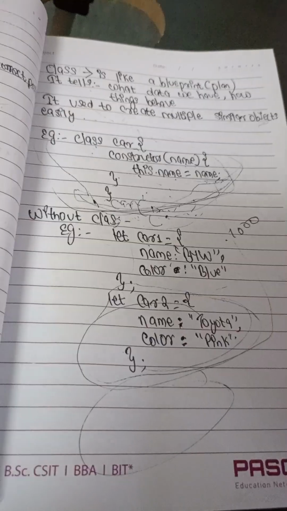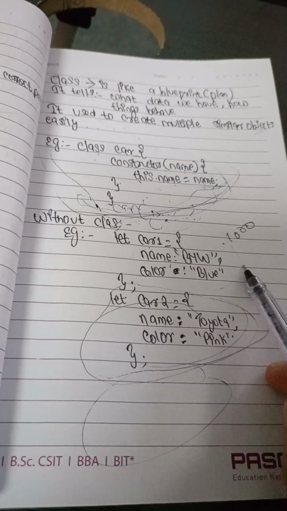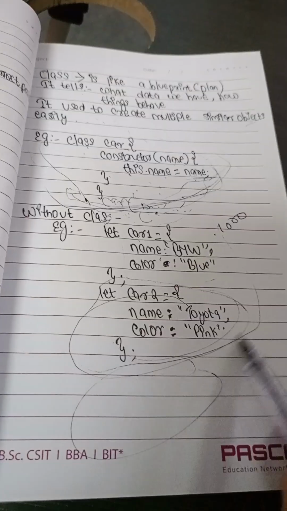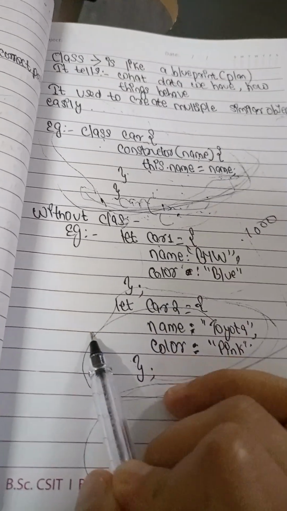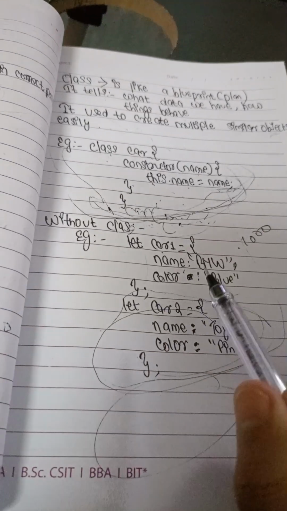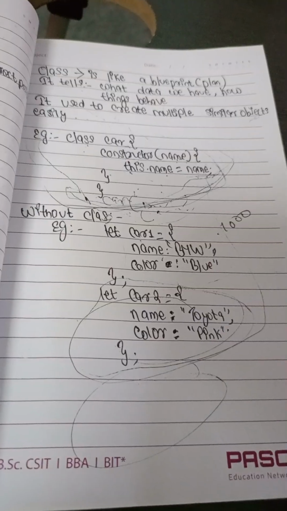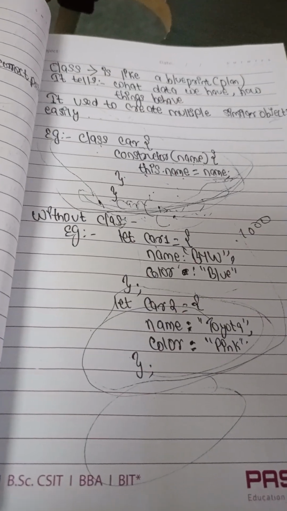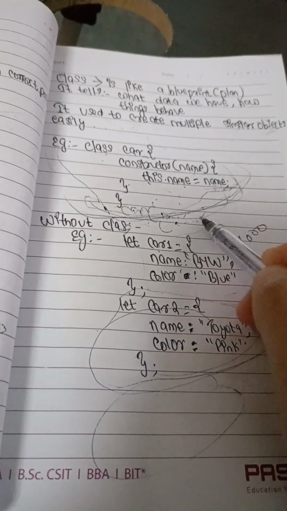No. If we have 1,000 cars and the same structure repeated again and again, it will look messy, it is hard to maintain, and there is a lot of repeated code, a waste of time. And also it is not used in an industrial way, right? So that's why a class is needed.